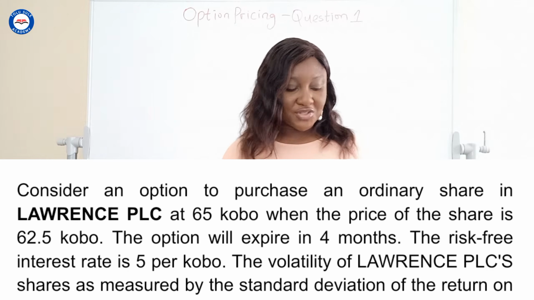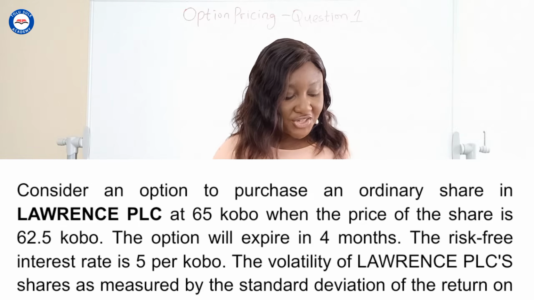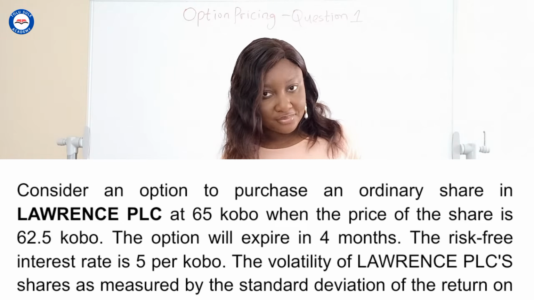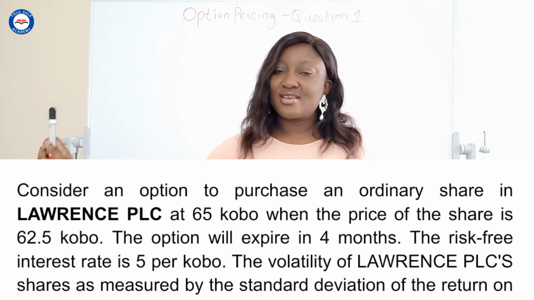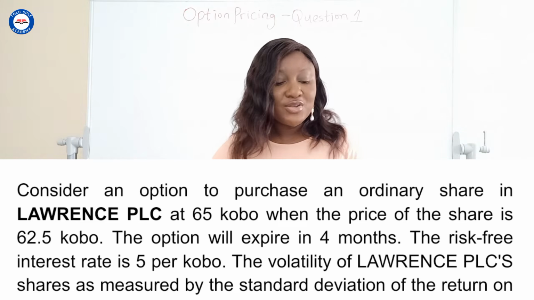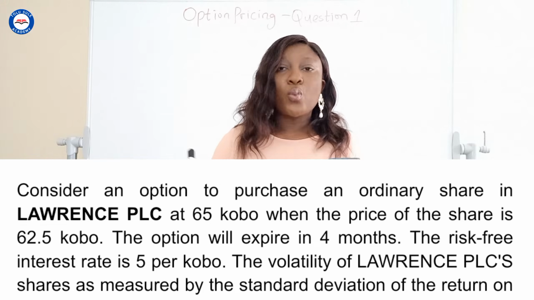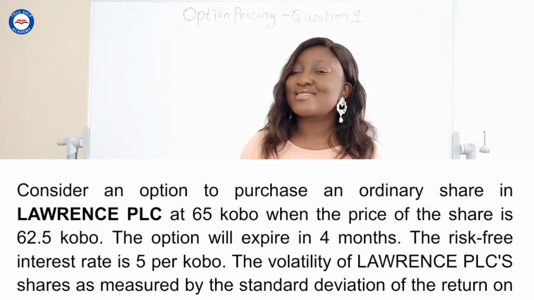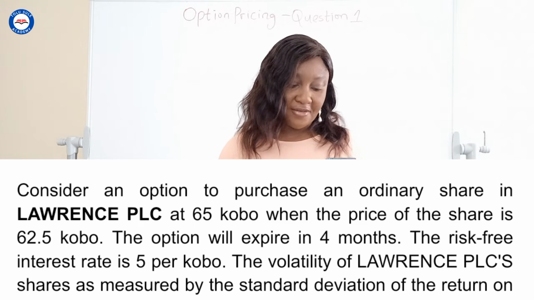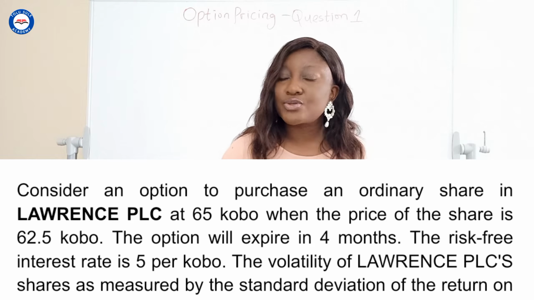So you have the question on the screen. Question 1. Consider an option to purchase an ordinary share in Lawrence PLC at 65 kobo. 65 kobo is the what? Exercise price. The price you will buy that share in the future. So they're telling you to consider the option, meaning what? To value that option. Is it worth it? When the price of the share is 62.5 kobo. So current market price is 62.5 kobo. The option will expire in 4 months. So you are holding that option for just 4 months.